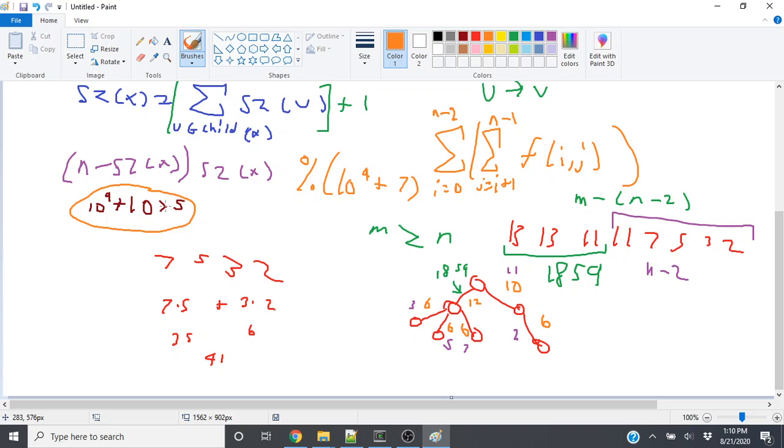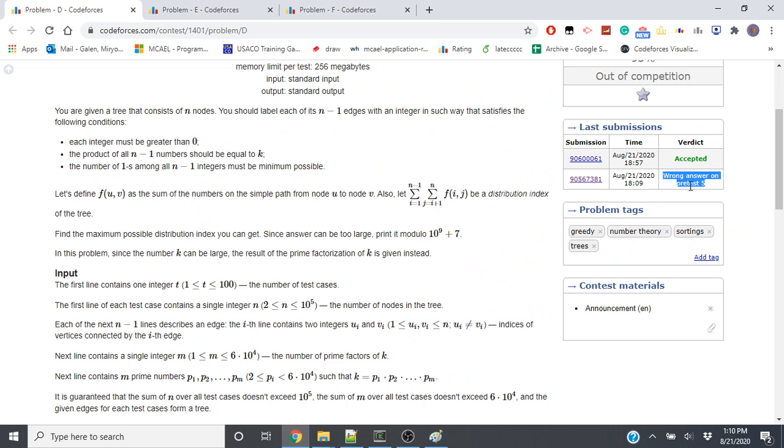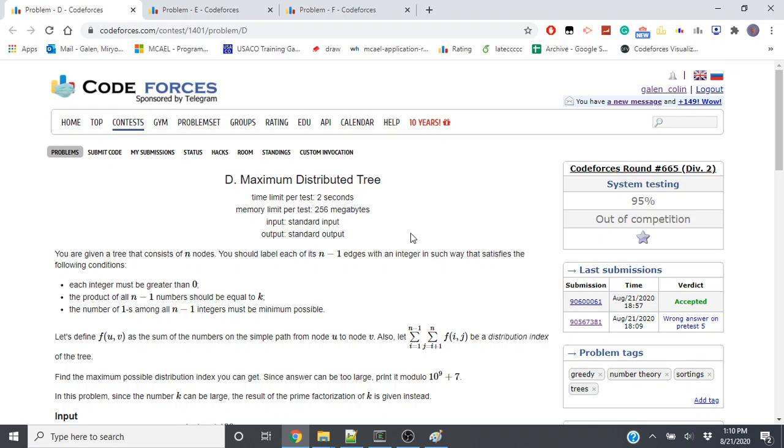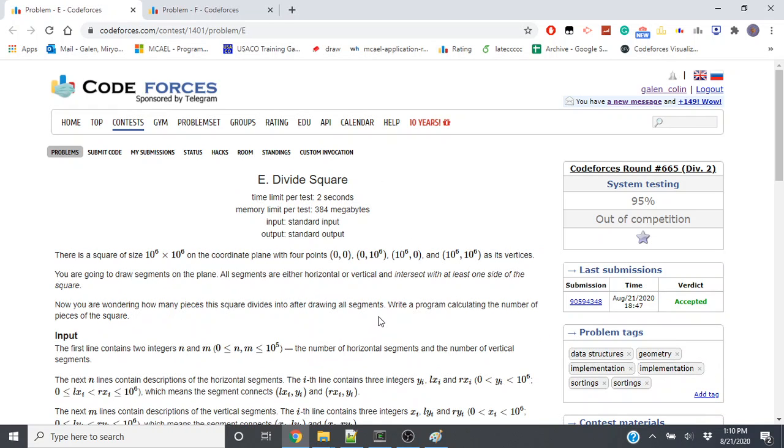And I'm sure not many other people made this mistake, maybe some did, but it's kind of a careless thing to do. By the way, this is a 9, not a 4. Yeah, so just don't do that. Beware. If you got wrong answer on pretest 5, maybe that's also what happened. If it's not, I'm sorry, I don't know what your bug is. So, yeah, that's that. Let's do E.